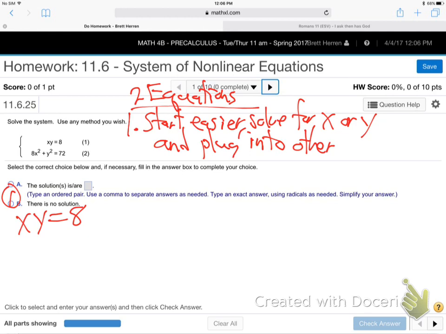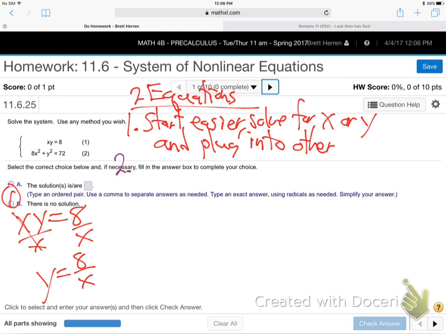Anyway, x times y equals 8. Solve for either x or y. It doesn't matter at all. Pick your favorite, whatever. I'll just divide by x. So I got y equals 8 over x. So now I'm going to substitute that, plug it in to the other equation. Right? So that's step 2 now.